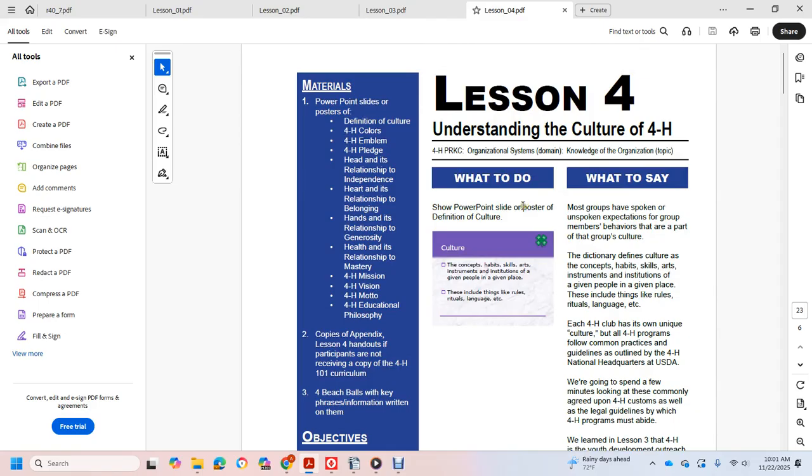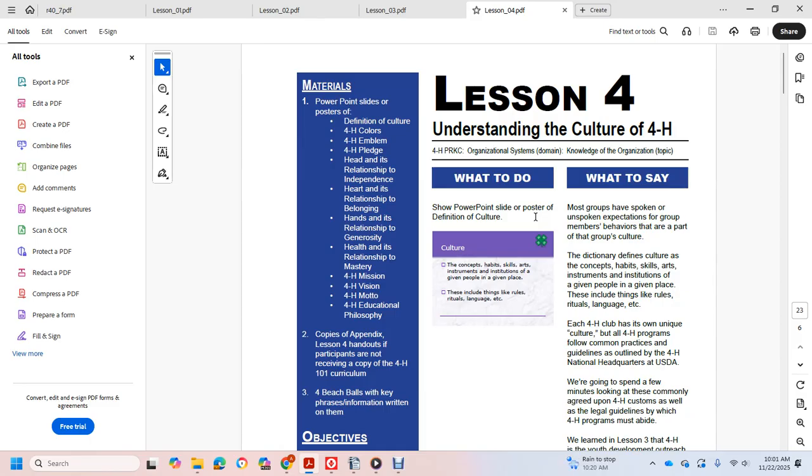What to do: show the PowerPoint slide or poster with the definition of culture. What to say: Most groups have spoken and unspoken expectations of the group or program, and behaviors that are part of the group's culture. The dictionary defines culture as the customs, habits, skills, and institutions of a given people and their beliefs. These include rules and rituals, language, etc. Each 4-H club has its own unique culture.